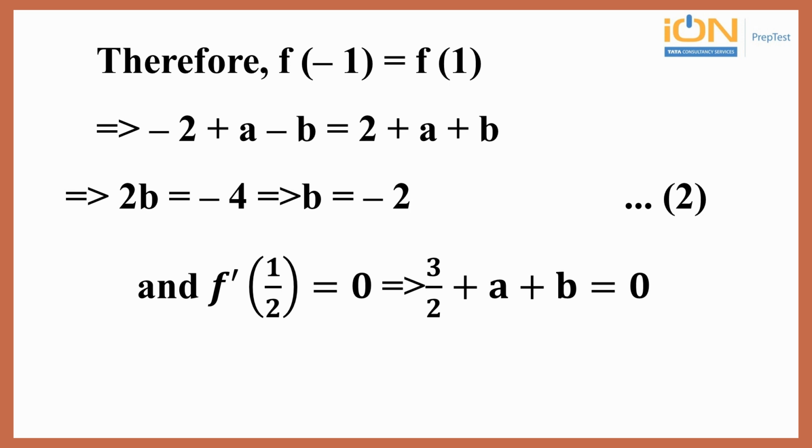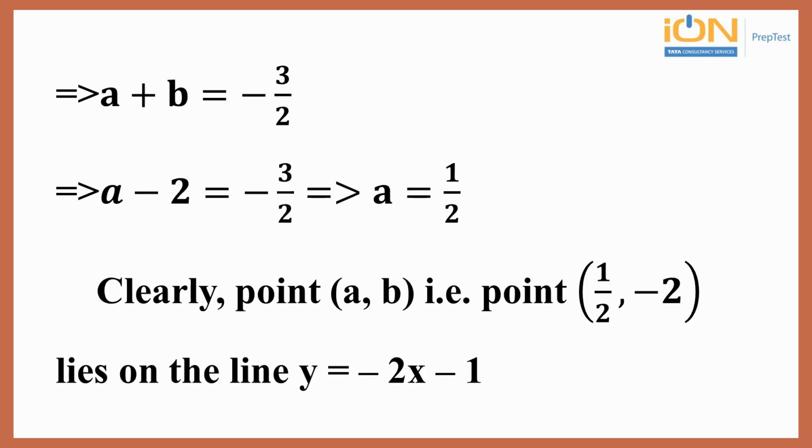And f dash of half equal to 0 gives us 3 by 2 plus a plus b equal to 0. Now substituting the value of b equal to minus 2, we get the value of a also. So a is equal to half. Therefore, the point a comma b becomes half comma minus 2.